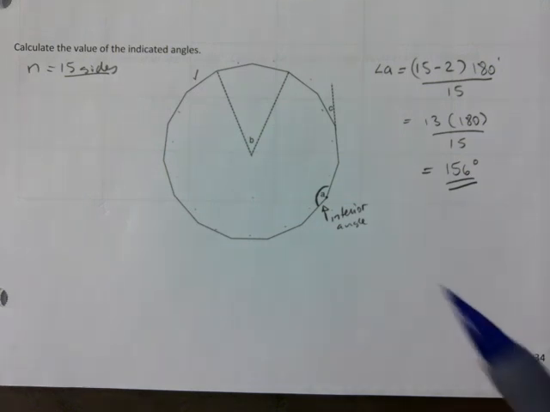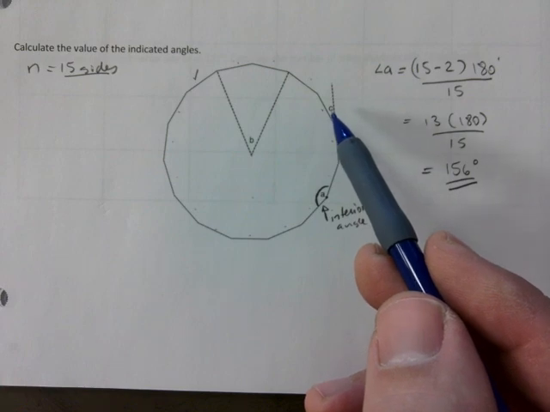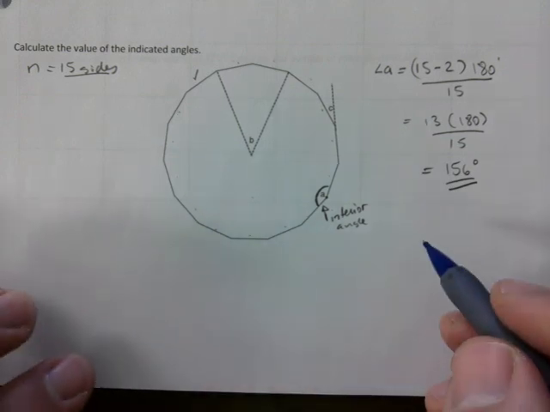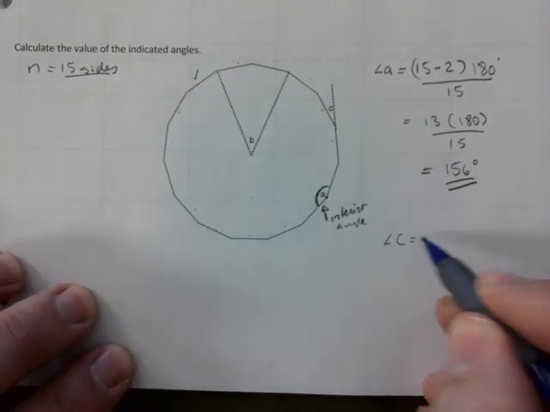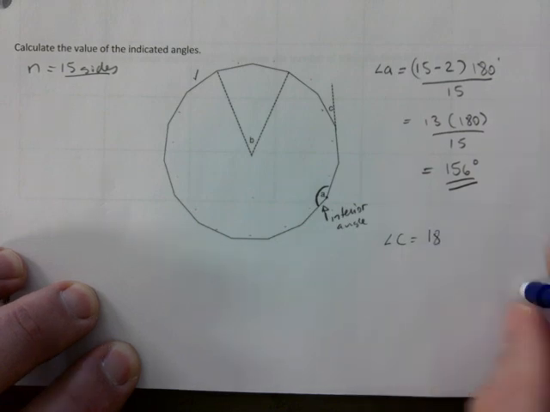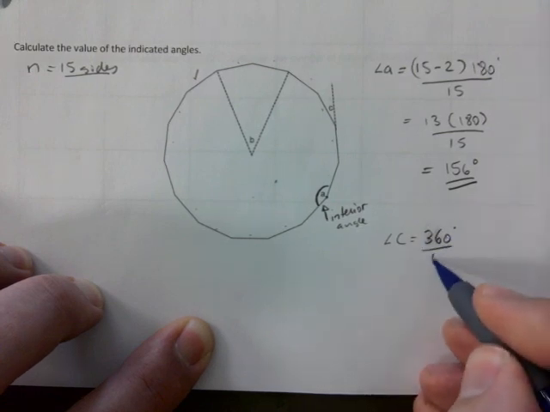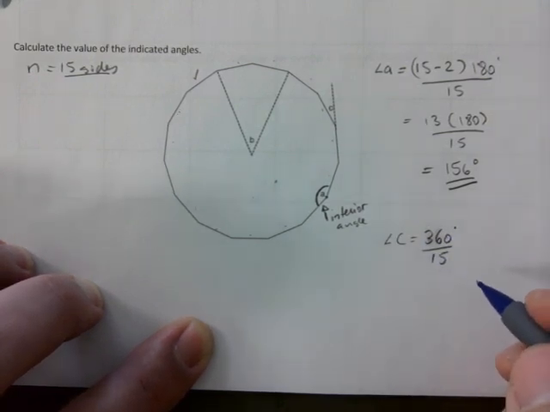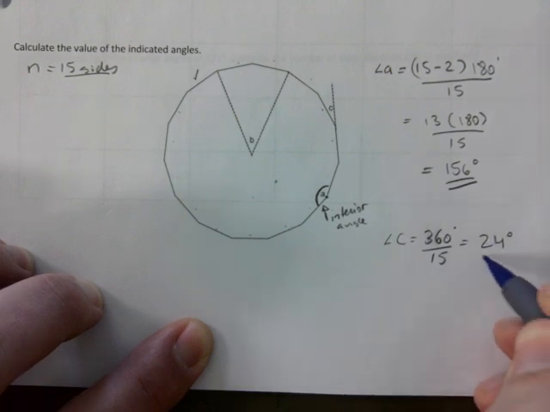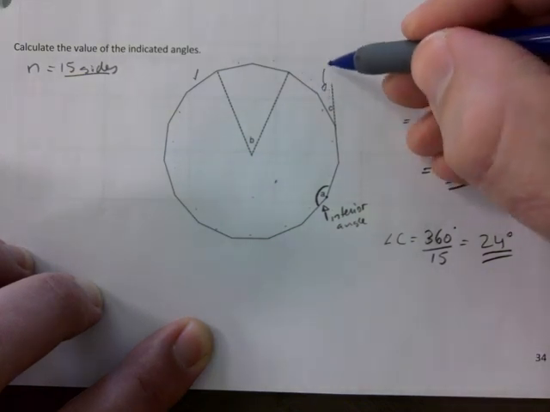And then I'm going to do C next. What is C in this case? It's an exterior angle, right? So I will do that here. Angle C, two ways you can do this. You can go not 180, 360 divided by 15, which gives you 24 degrees. I'm going to make a note here, exterior angle.